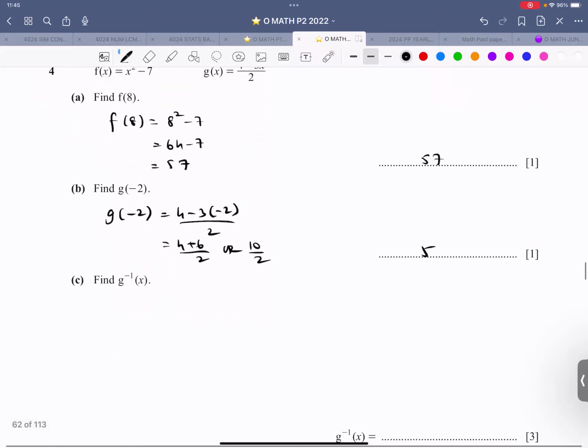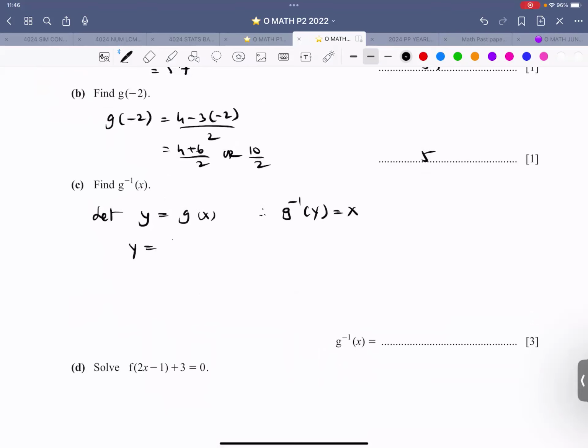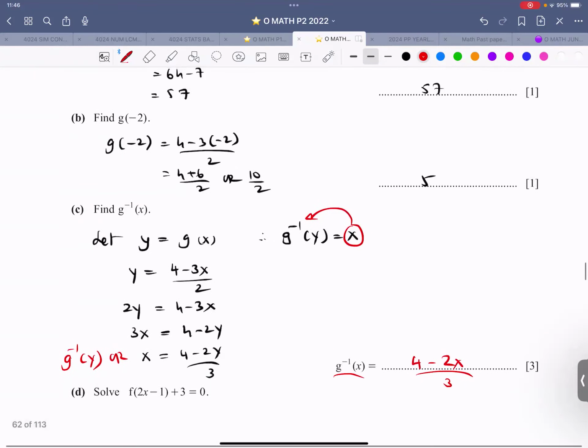G inverse of x. Let y equal g(x). Therefore, g inverse y equals x. So y equals 4 minus 3x over 2. 2y equals 4 minus 3x. 3x equals 4 minus 2y. X is 4 minus 2y over 3. But what is x equal to? G inverse y. Since we have a habit of writing in terms of x, just change the variable: 4 minus 2x divided by 3. So this thing is done.